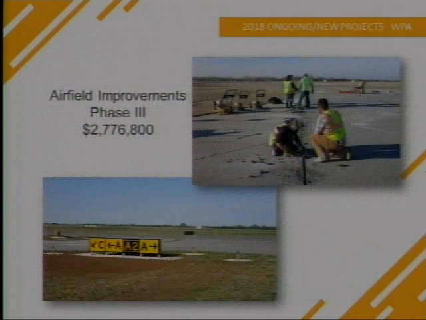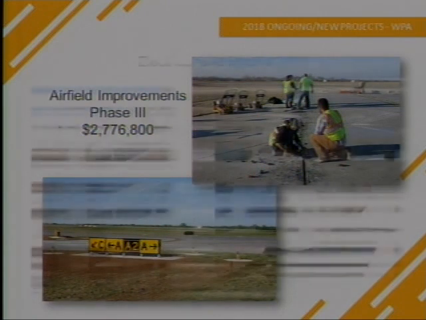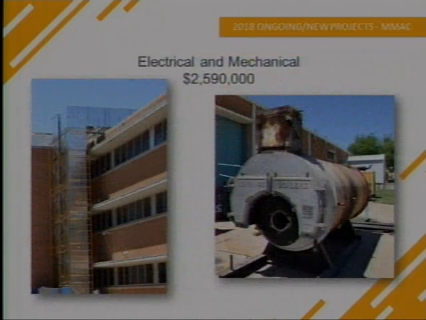Also at Wiley Post, we're underway with a Phase 3 project, total project cost of $4.1 million. This is to rehabilitate taxiways A and B and replace associated signage and airfield lighting. At Mike Monroney, we've got electrical and mechanical improvements, which I've already mentioned, of a little over $2.5 million.